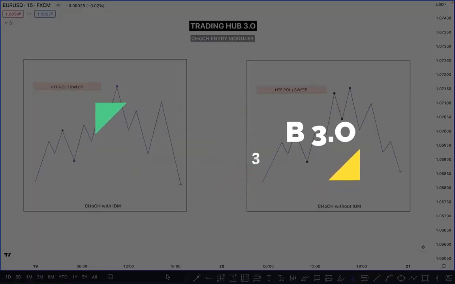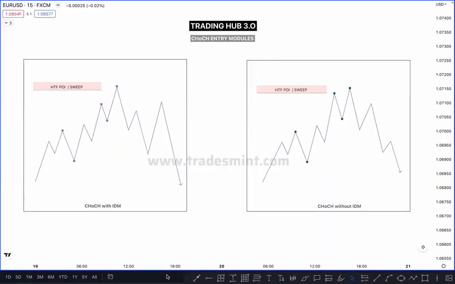In this chapter, we are going to learn what an entry type is and which criteria you should follow before entering a trade. We are going to talk about only CHoCH entry, how you can take entry based on CHoCH. CHoCH means change of character.